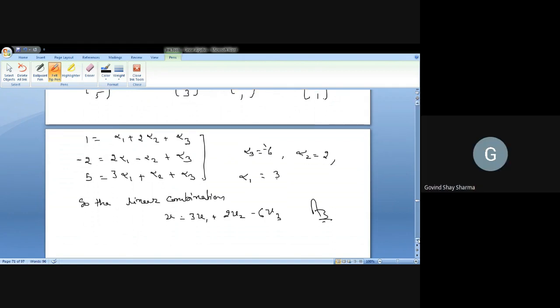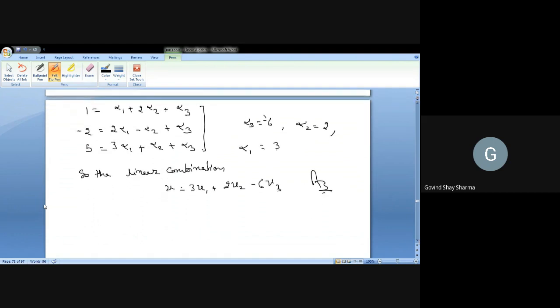Now we discuss the linear span. What is the linear span? The span.